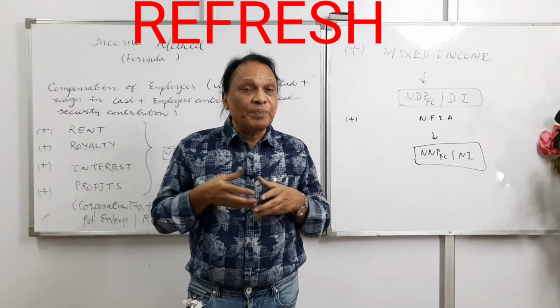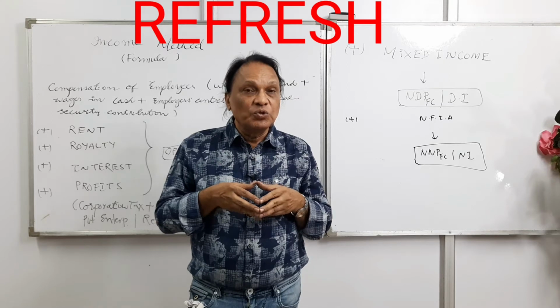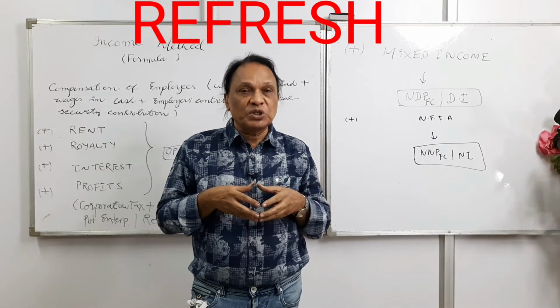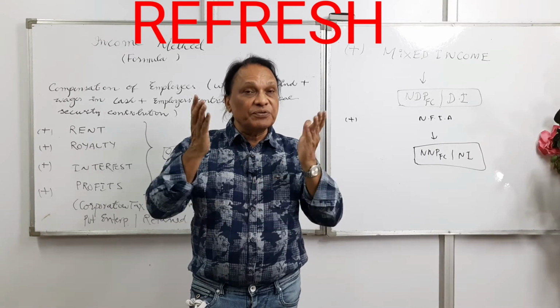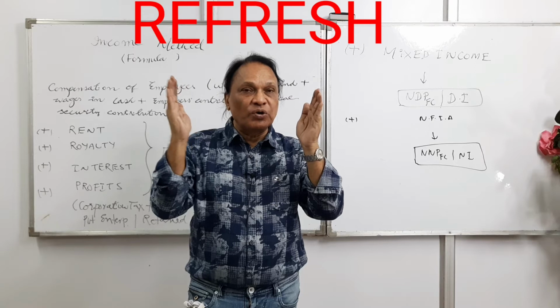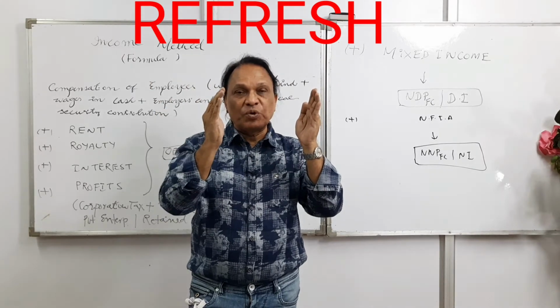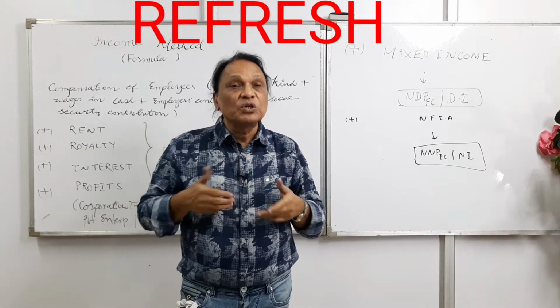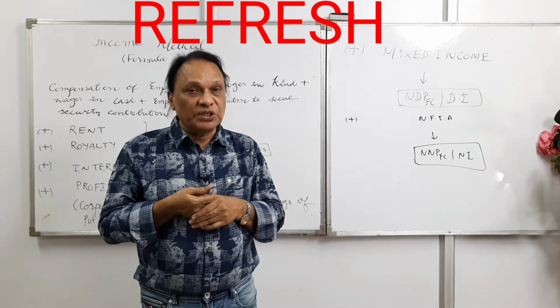When you add up all these things, you get NDP at factor cost, domestic income, which we generated within the domestic territory of the country. To this, if you add NFIA, net factor income from abroad, that's factor income received from abroad minus factor income paid to abroad, that difference is NFIA, you get national income. That's all we discussed last time.